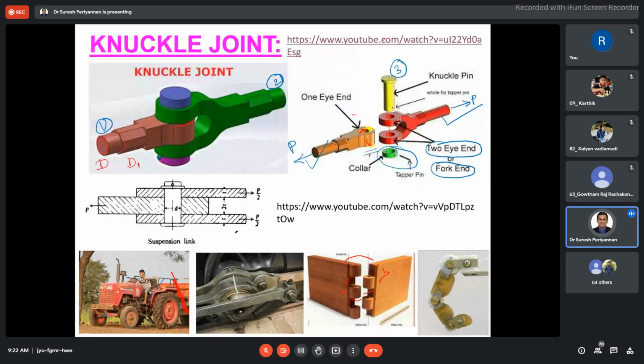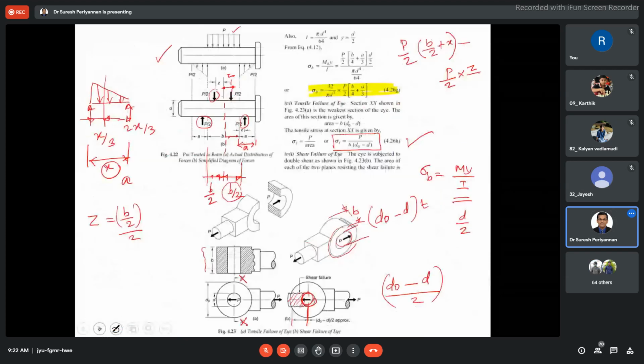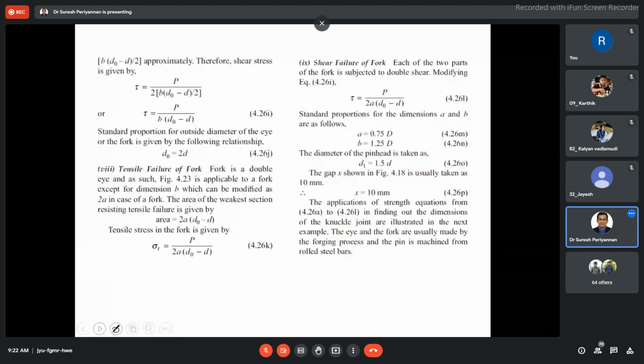Hence, 2 into P by 2, D naught minus D by 2. See here, this is our D naught minus D by 2, into B. Two sides are going to be sheared in the eye end. Hence P by 2 into B into D naught minus D by 2.